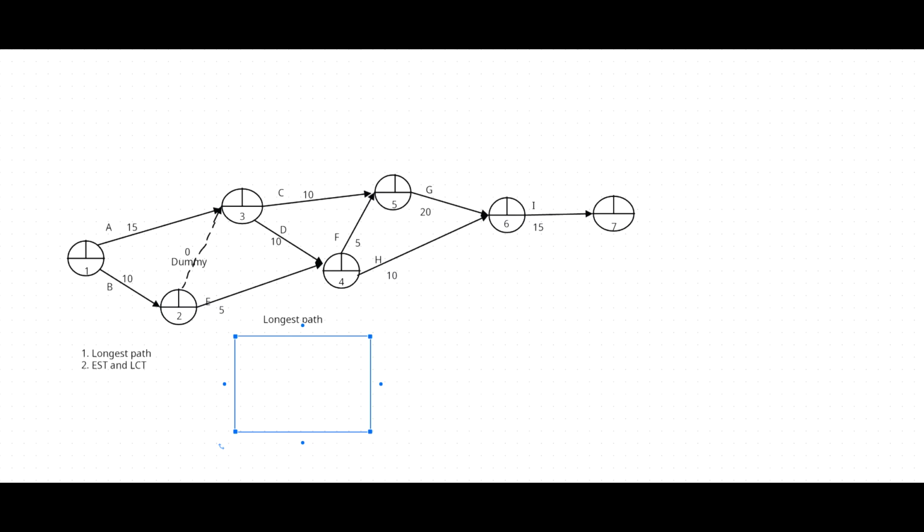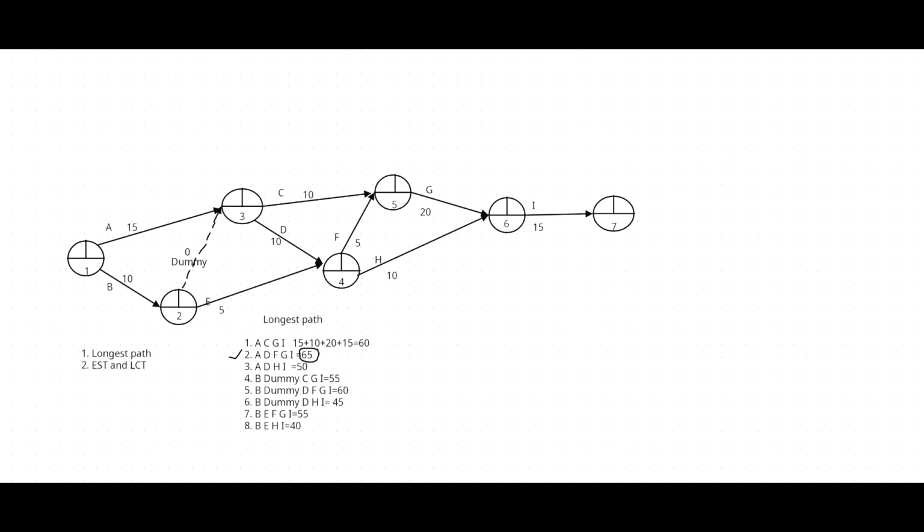I think we have already identified all the alternative paths from event number 1 to event number 7. Now compare the total durations: 60, 65, 50, 55, 60, 45, 55, 40. Select the highest one. Highest one is 65. That particular path represents the critical path.